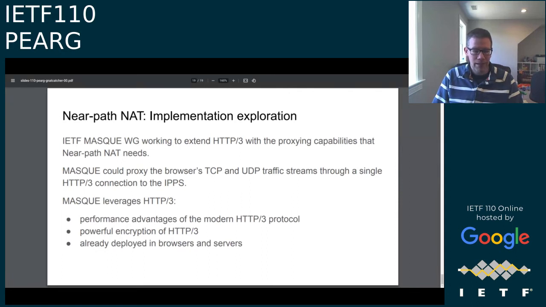It also leverages a lot of HTTP3's strengths. It's a very modern protocol, so the performance is good. It's got pretty good encryption. And a big thing too is that browsers know how to speak HTTP3, and a lot of servers do as well. So it's already deployed to some degree. So I think that's the end of my presentation.